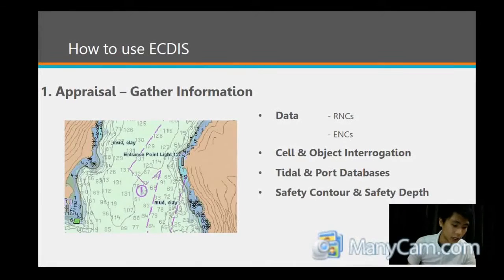Cell and object interrogation. The advantage when using ENCs is the ability to interrogate it, to view information on the cell and the objects within the cell.